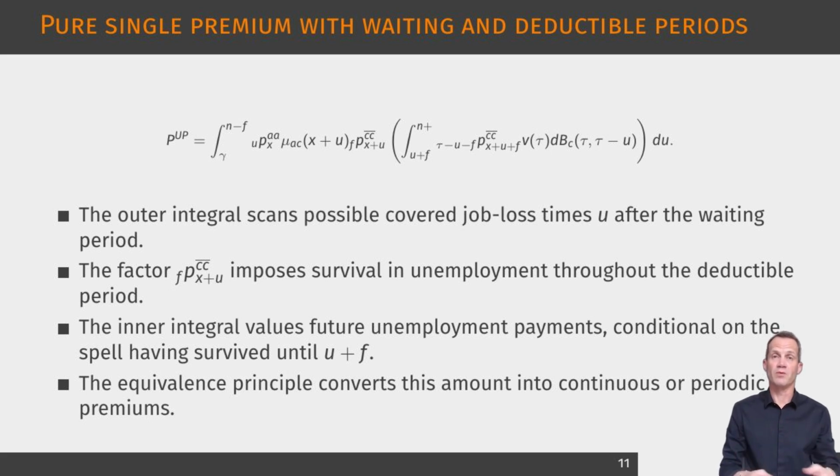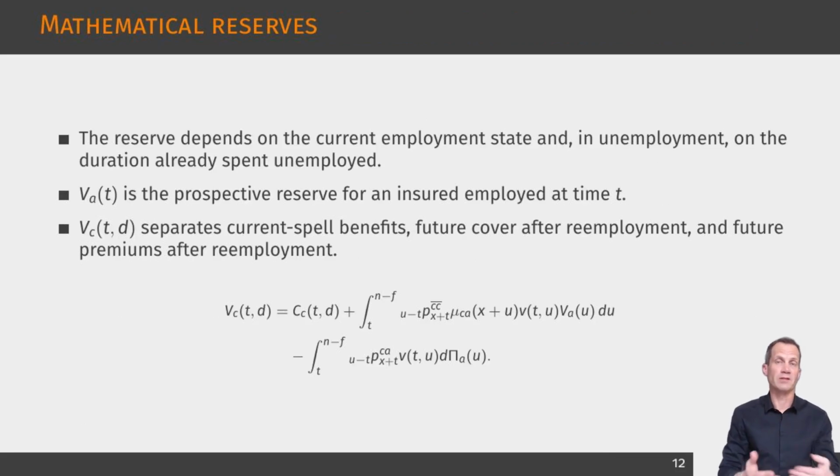Under the principle of equivalence, this pure single premium can then be converted into a continuous premium rate or into periodic premiums. The denominator is the expected present value of premiums paid while the insured is employed and before time N-F. The reserve is the expected present value of future benefits minus the expected present value of future premiums, conditional on the information available at the valuation date. In this chapter, the reserve cannot be described by a single function of time. It must depend on the current employment state.